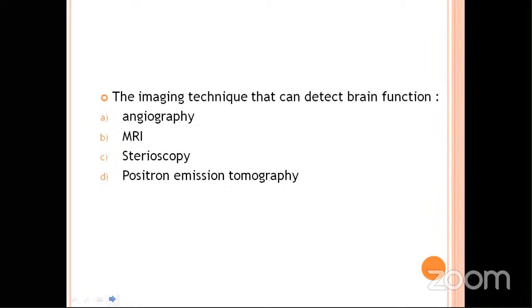The imaging technique that can detect brain function is angiography, MRI, stereoscopy, positron emission tomography. PET scan. Okay. PET is one which can detect the brain function. All the images which we saw in the previous slides are called structural imaging.